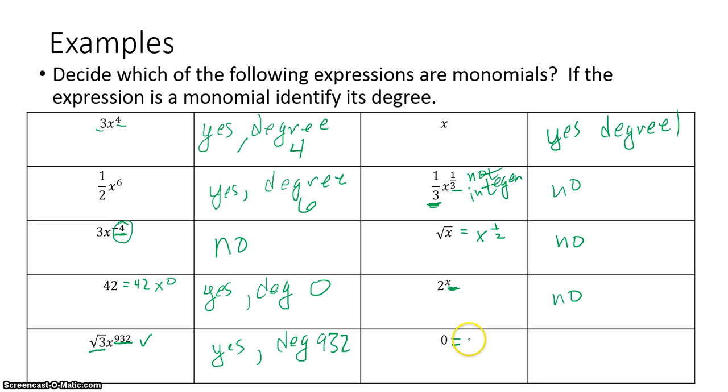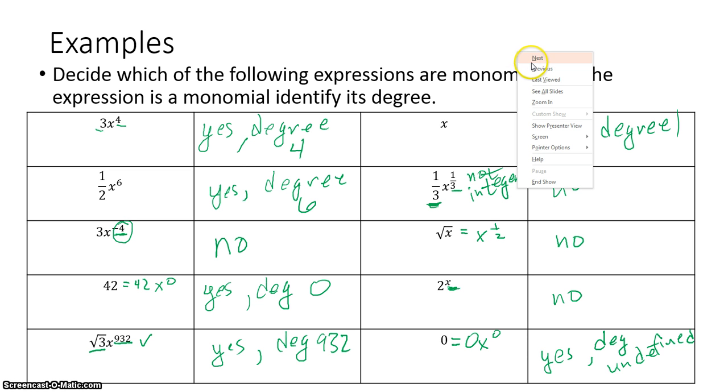0 is going to be a monomial because we can write that as 0 times x to the 0 power. So yes, a monomial. Now, a problem we run into is we may want to say that 0 has degree 0, but we're actually going to give this an undefined degree. Now, that won't come back to bite us later, so that's okay. We're just not going to define a degree for the constant 0 monomial.